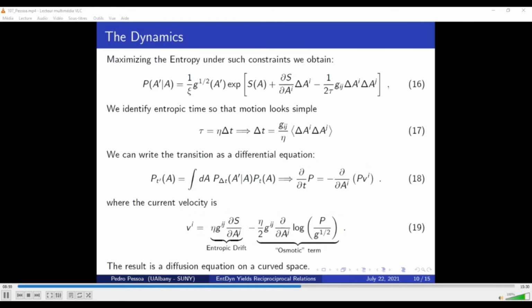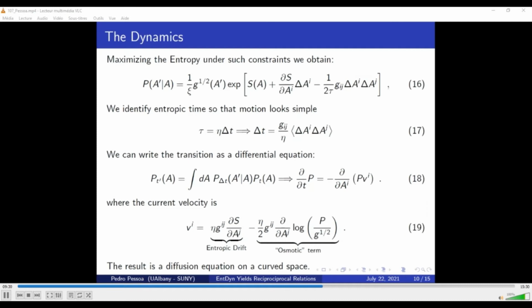When we maximize the entropy and find the transition probability, taking into account only the transition in the macrostate, we obtain the transition found here in equation 16. Remember, here S is the macrostate entropy, or the entropy of the Gibbs distribution. Now, we are going to take this parameter tau as our entropic time. Note that we are not making a dynamics on an established time. The entropic time is an object that arises from the system, and in equation 17, we see that it measures the system's fluctuations.